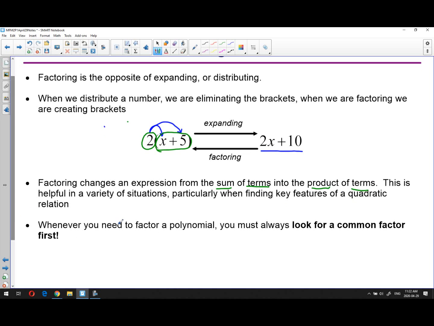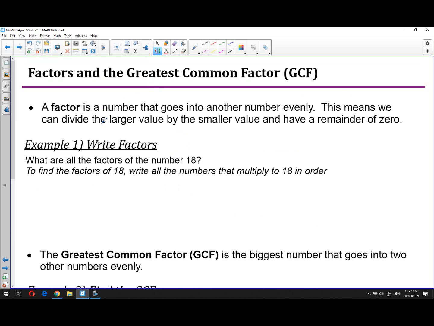Now, whenever you need to factor a polynomial, and there are lots of different ways we're going to learn how to do this, today we're just looking at one way. Whenever you need to factor a polynomial, you always have to look for what's called a common factor. So let's get into what that is. First of all, the definition of a factor. A factor is a number that goes into another number evenly.